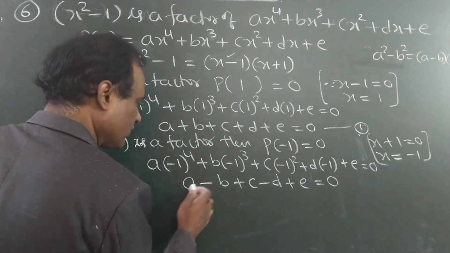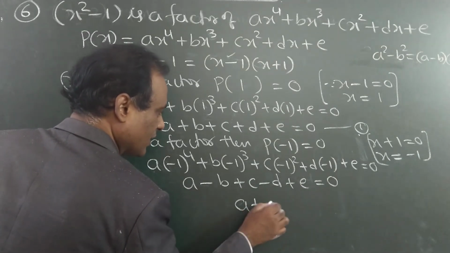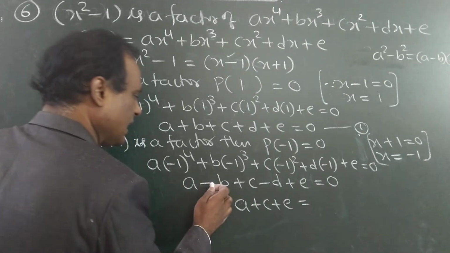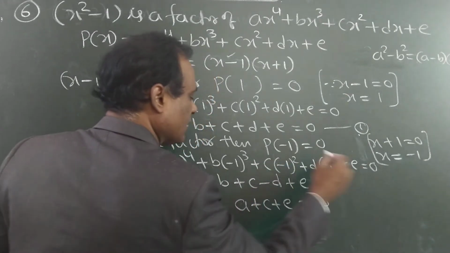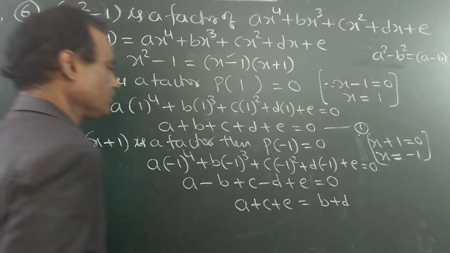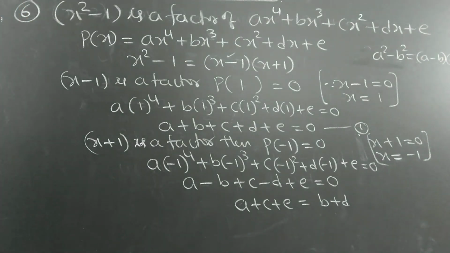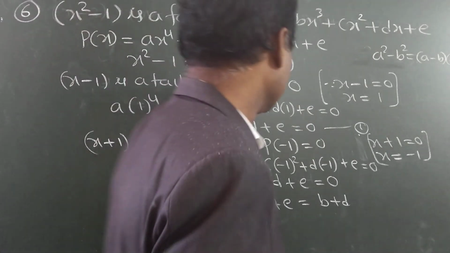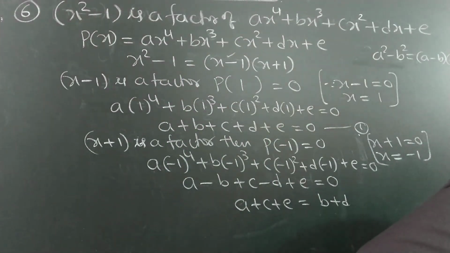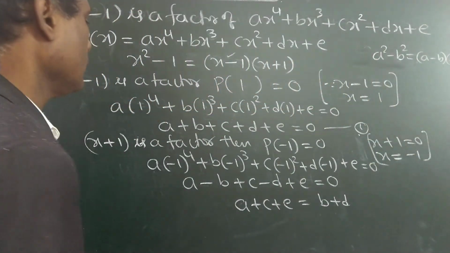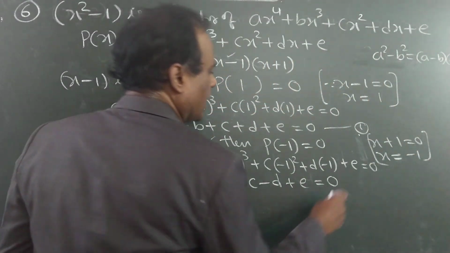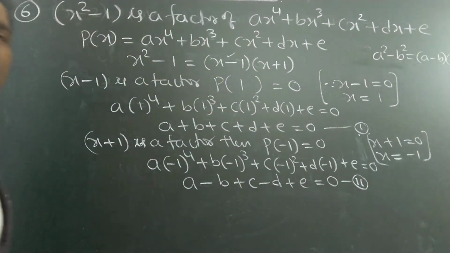So plus terms I will keep here: A plus C plus E, and minus B on that side, plus B minus D, that side plus D. Write down up to here only. I will explain later. Understand these two equations.